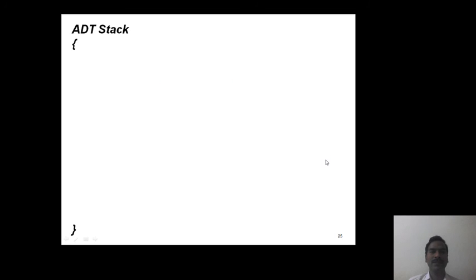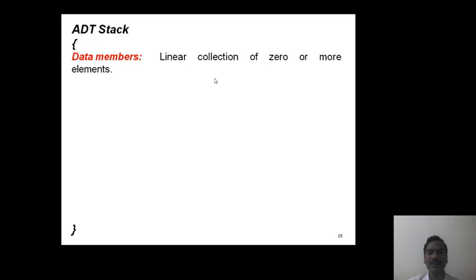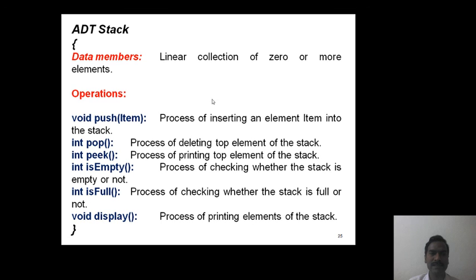Now how to define the stack ADT? Observe this, ADT stack. From the abstract data type point of view, we place data members and operations. Here the data member is a linear collection of 0 or more elements. The supporting operations are important operations like push, pop, peek, isEmpty, isFull and display.